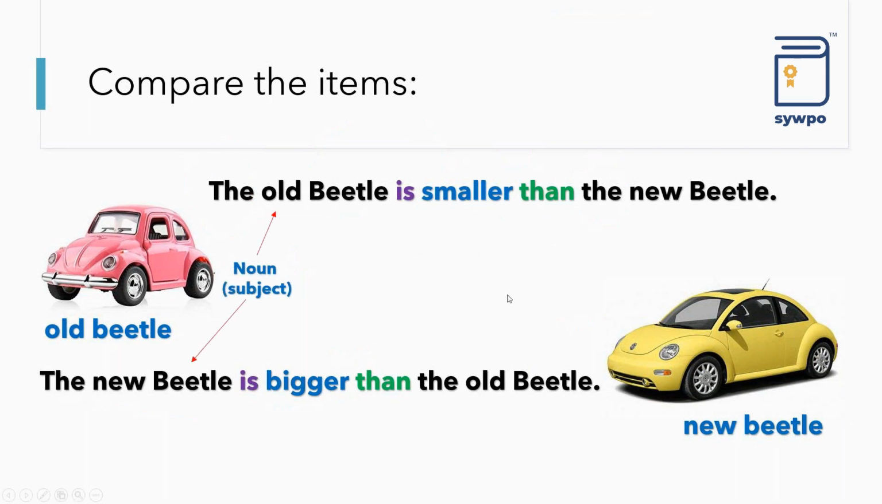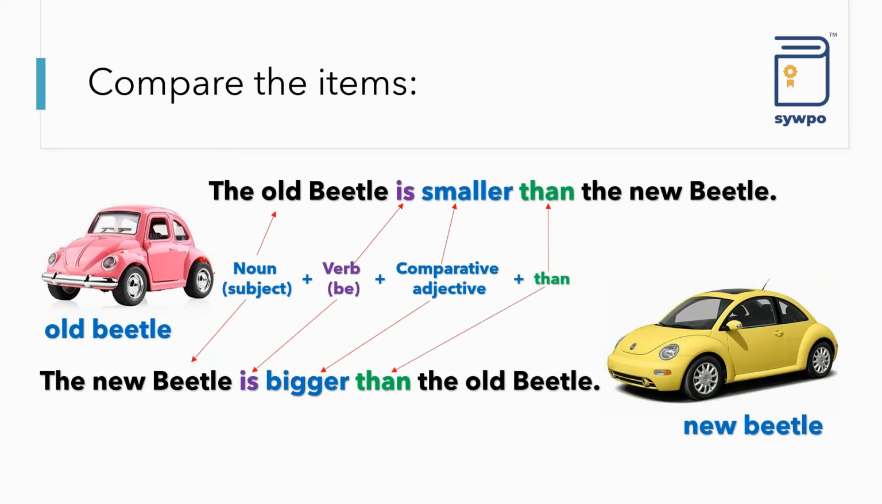Let's move on to new. You can see the noun, the subject, and then this is the be verb is, and then you have the comparative adjective, which is bigger and smaller. Then we have the word than, which is the most important word in comparatives. And after this, we have objects, which are also nouns. Remember, the noun is not always just one word. It can also be more than one word. So this is the structure of how you write comparative adjectives in a sentence.